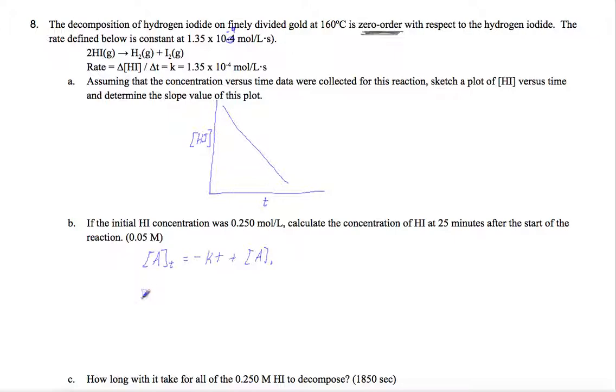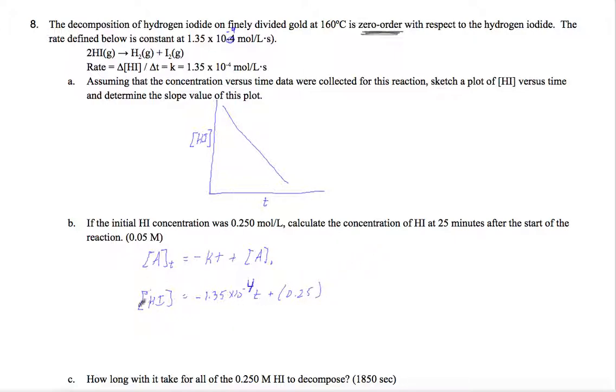So we have concentration of hydrogen iodide is equal to the constant, which is 1.35 times 10 to the -4th, plus the initial concentration of 0.25. Sorry about that, guys. Just a little fuzzy right now with getting over this cold here.